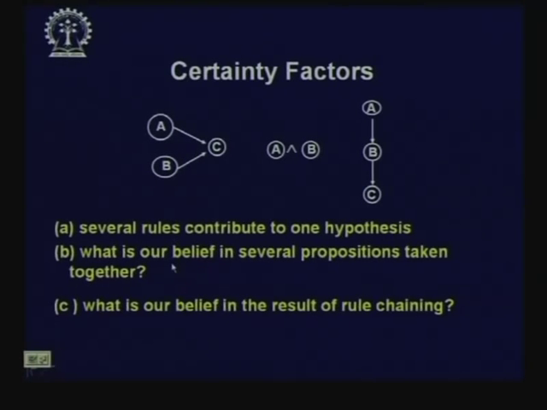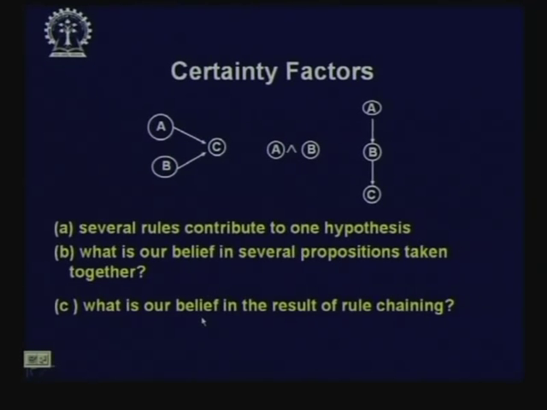The second problem that can come up is, what is our belief if several propositions are taken together? For example, here A is an uncertain proposition, and B is another uncertain proposition. If I take them together, A and B, what would be my combined certainty about this? Obviously, that would be less.